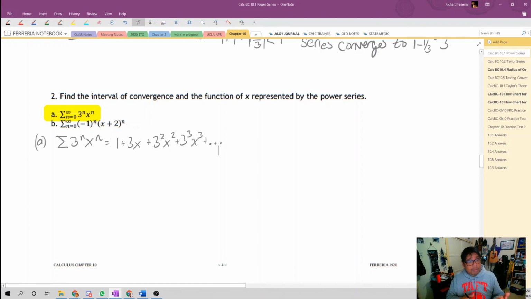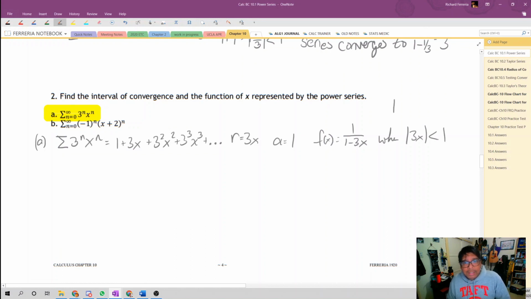So not even bothering to simplify this a whole lot, we can see that this is geometric because our ratio is equal to 3x. We keep multiplying by 3x. The first term is going to be equal to 1. So this geometric series is going to be equal to 1 over 1 minus 3x when the absolute value of 3x is less than 1.